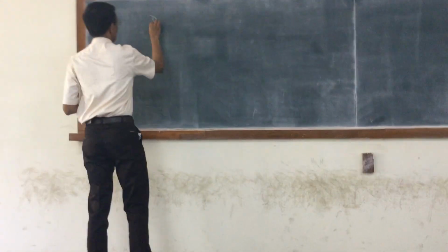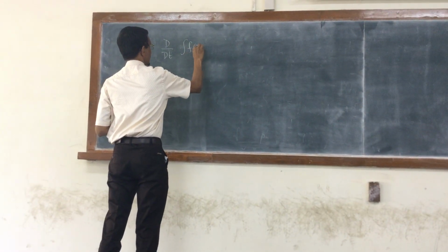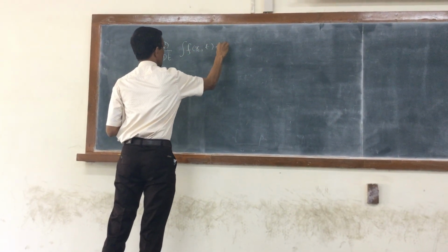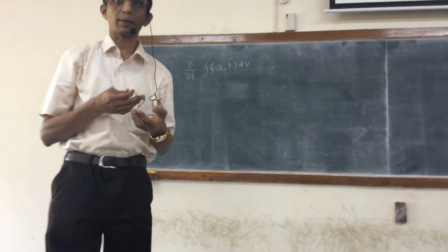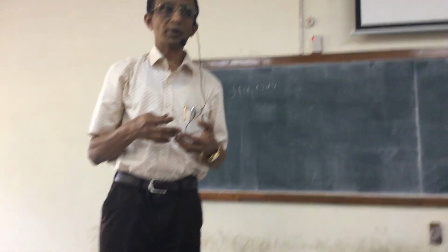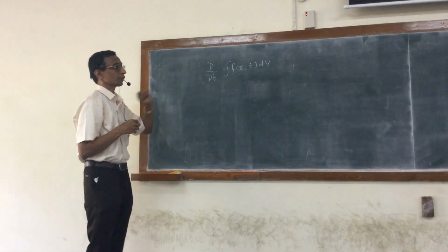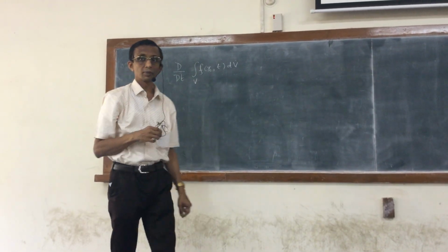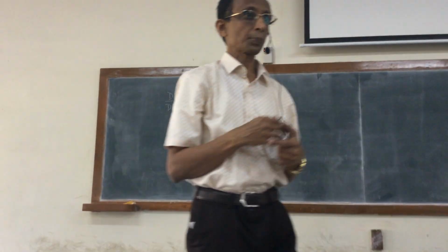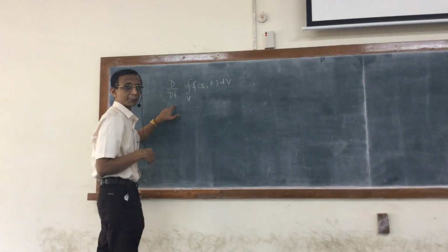Okay, to recap what we covered yesterday, we're looking at the problem of calculating the substantial derivative of a quantity which is expressed as an integral over the volume of some scalar function f. So this is the problem, because this is now over the spatial region occupied by the fluid at time t. We have to take the substantial derivative.